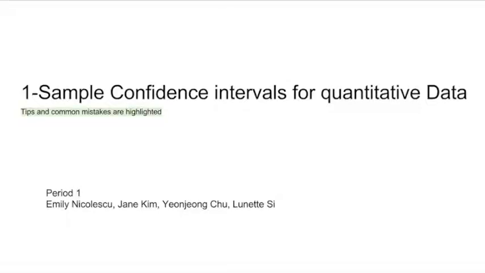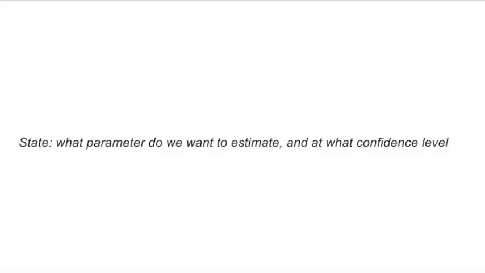We use a one-sample confidence interval when we are trying to estimate the population mean. The confidence interval will be a range of possible means the actual population mean will lie in at a certain percent confidence. When we have to find the confidence interval of a problem, we will use a four-step process. We first state what parameter we want to estimate and what confidence level.